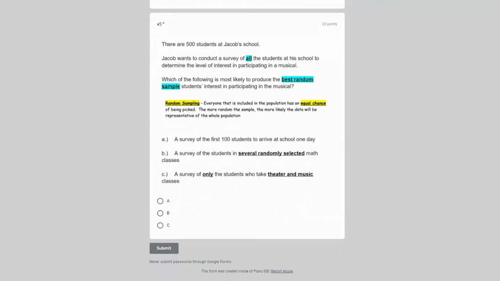For random sampling, everyone that is included in the population has an equal chance of being picked. The more random the sample, the more likely the data will be representative of the whole population. Is the answer A, a survey of the first 100 students to arrive at school one day? B, a survey of the students in several randomly selected math classes? Or C, a survey of only the students who take theater and music classes?